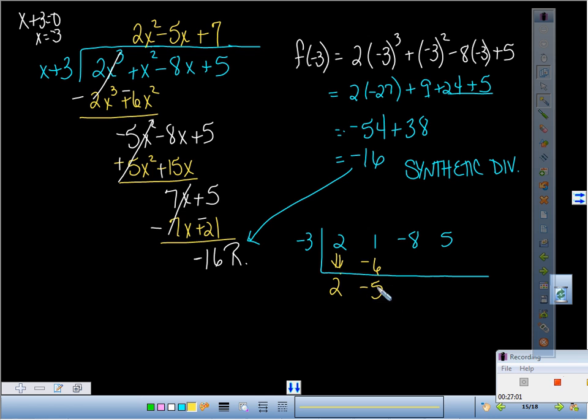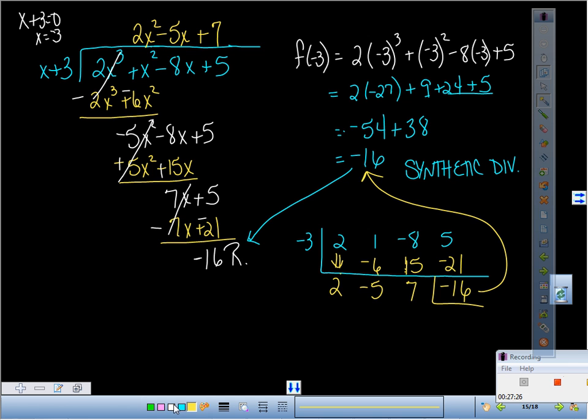So negative 5. What's negative 5 times negative 3? Positive 15. Positive 15 and negative 8? Positive 7. What's 7 times negative 3? Negative 21. Negative 21 and 5? So there's that same negative 16 that we got in both of those places. When did you change the sign? When it was x plus 3, and we said negative 3. So that's pretty good, right?